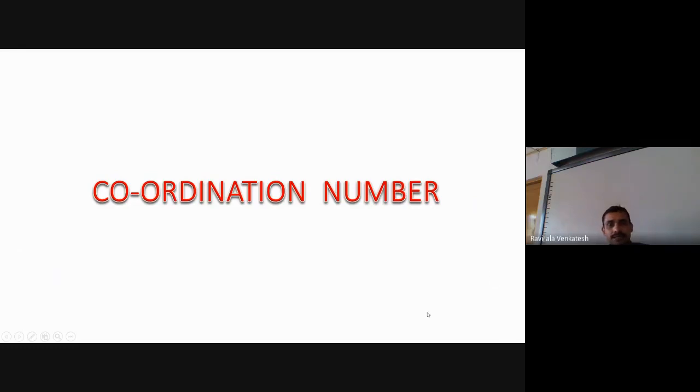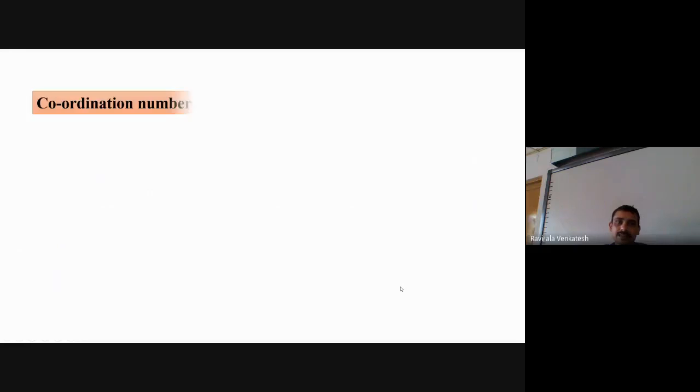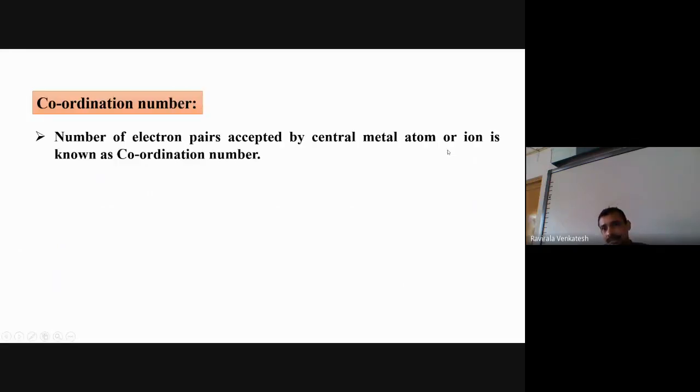How many ligands are bonded to the metal atom? How many ligands are datively bonded, coordinatively bonded, to the metal atom? They are called nothing but the coordination number. The number of electron pairs accepted by the central metal atom or ion is known as the coordination number.